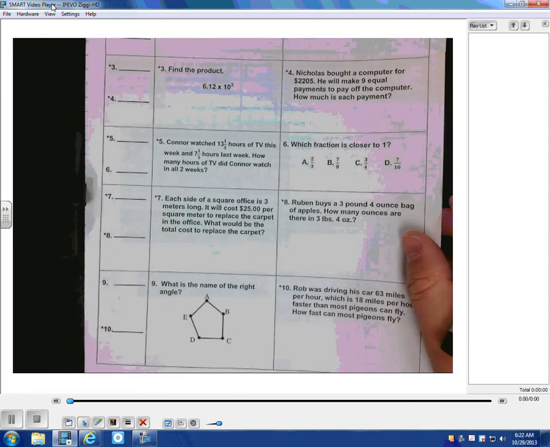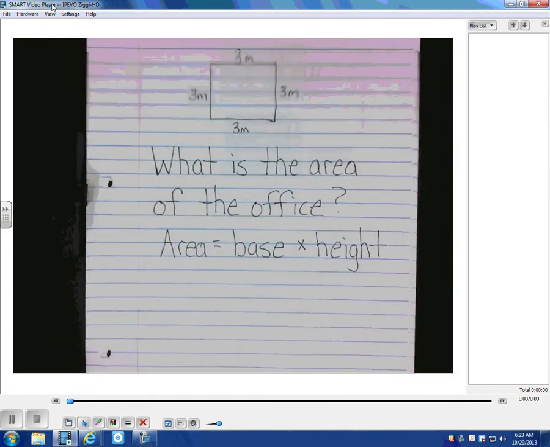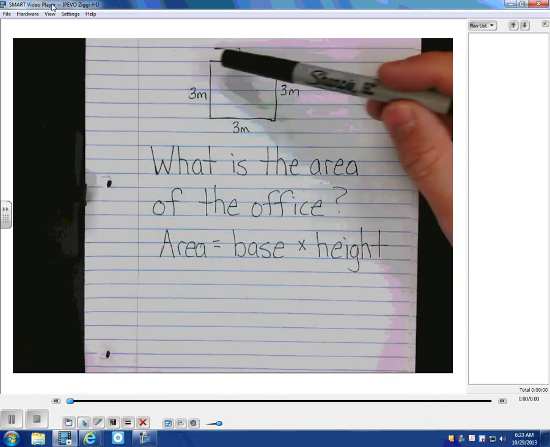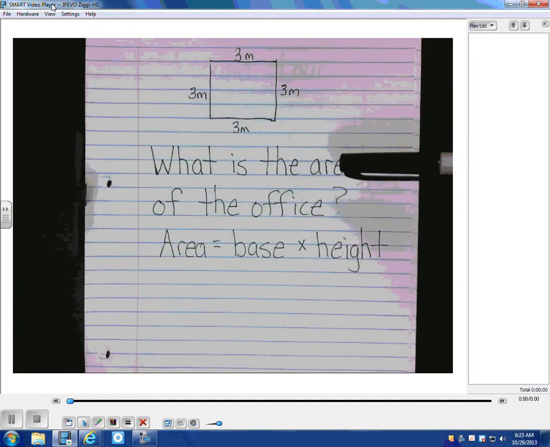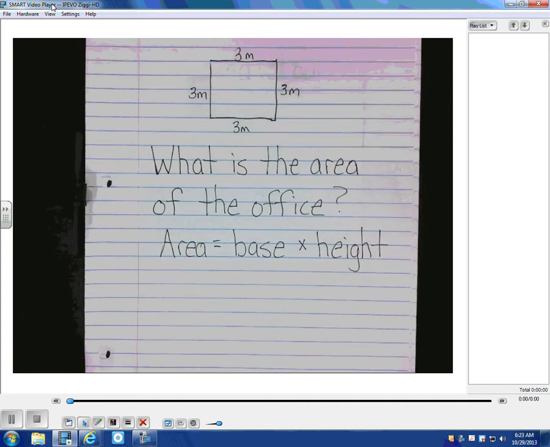Okay, number 7. Says each side of a square office is 3 meters long. It will cost $25 per square meter to replace the carpet in the office. What would be the total cost to replace the carpet? Okay, so let's look at this one. I just drew a picture of a square, which represents the office, because it said each side of a square office is 3 meters long. So I just put 3 meters here, here, here, and here, because it told me it was a square office.